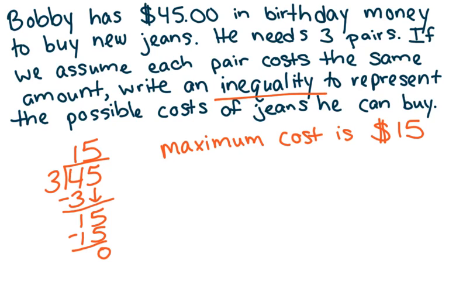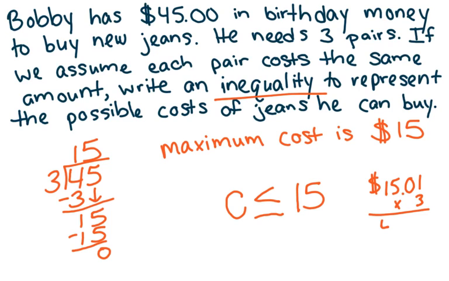So the cost of jeans, and I'm going to go with C for cost. The cost has to be equal to, because we could buy $15 of jeans. $15 times 3 is exactly 45. Equal to or less than $15. Because imagine if we were to buy jeans that cost just $15.01. $15.01 times 3 would give us $45.03, which would be 3 cents too many. So the jeans cost must be less than $15.